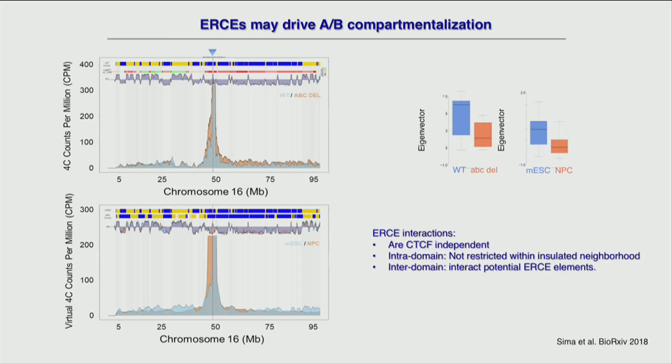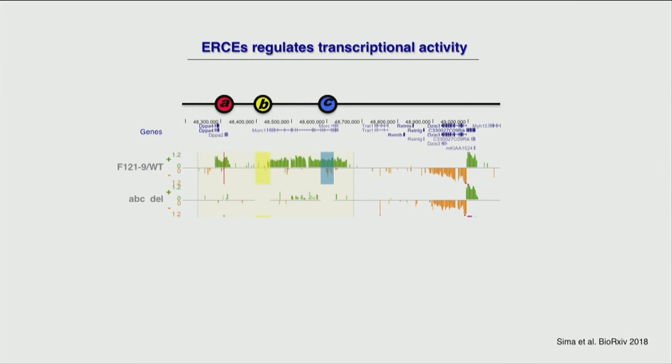I don't have the time to show the data, but we want to point out that these ERC-mediated interactions are CTCF independent. We still see them as the strongest interactions in the auxin CTCF depletion data. Within the domain, these interactions are not restricted to the native neighborhood, and outside the domain, they interact with potential ERC elements along the chromosome. So we think that these inter- and intra-domain interactions mediated by ERCs are potentially driving the AB compartmentalization of the chromosome. And what about transcription?